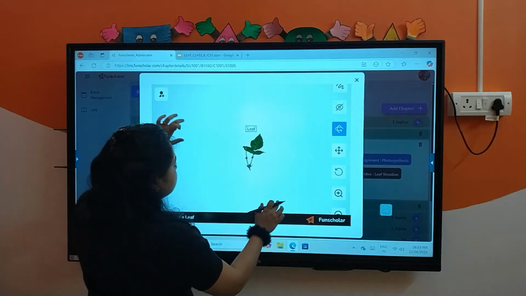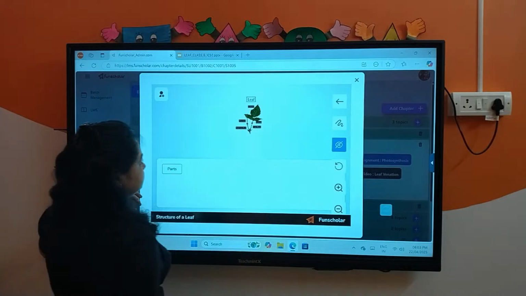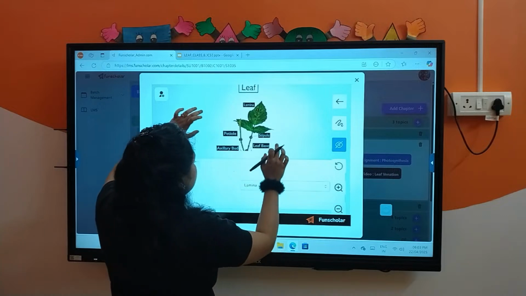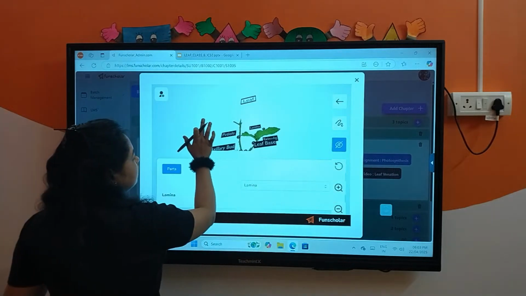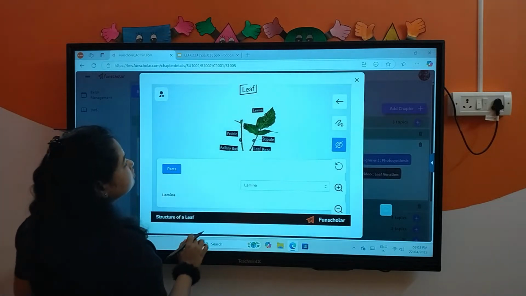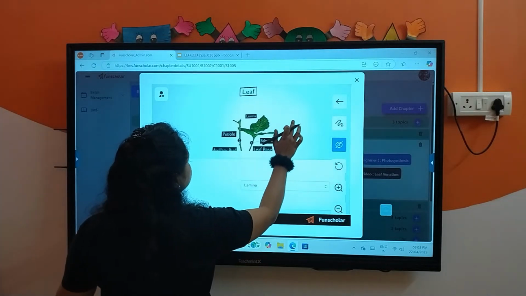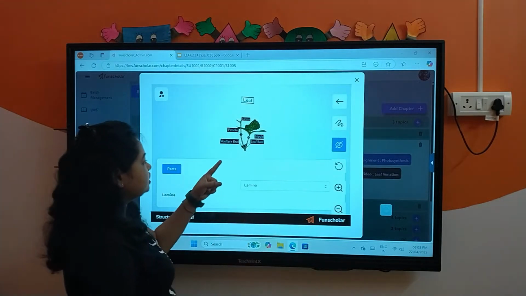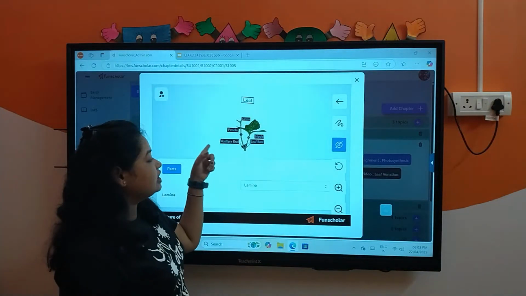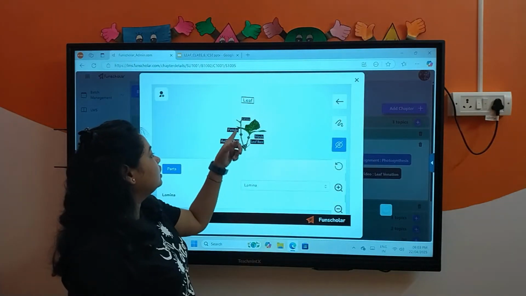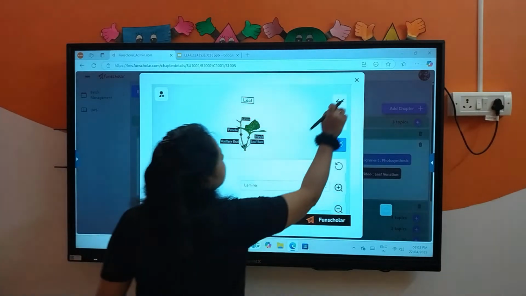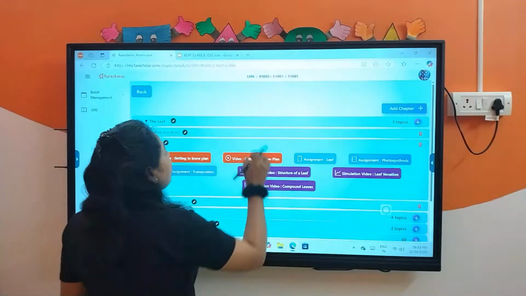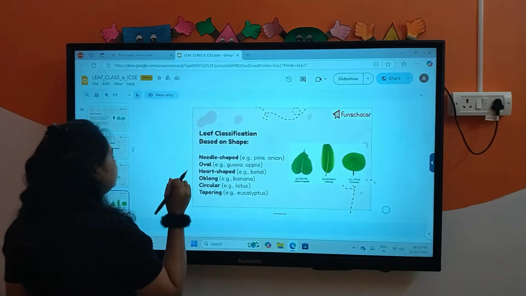See, this is the structure of the leaf. If I click on this, you'll be able to see the leaf structure. The lamina is there, the leaf base is there from which the leaf has originated, the axillary bud and the petiole. So all these are the parts of a leaf structure. And we will learn about the venation also.